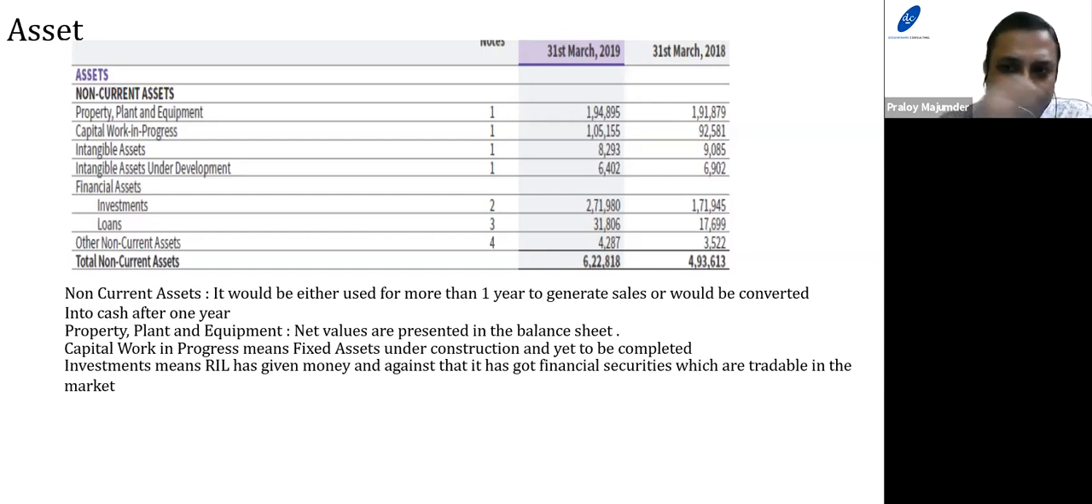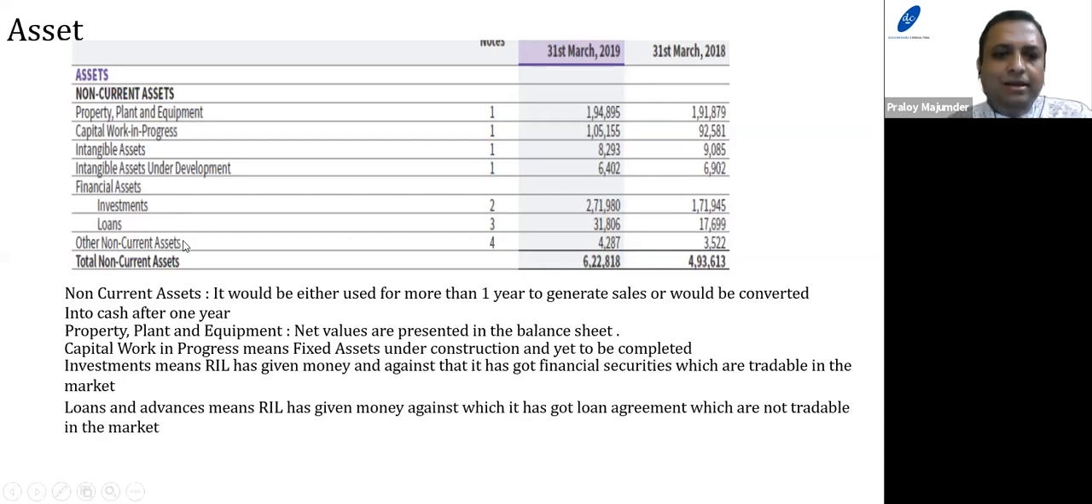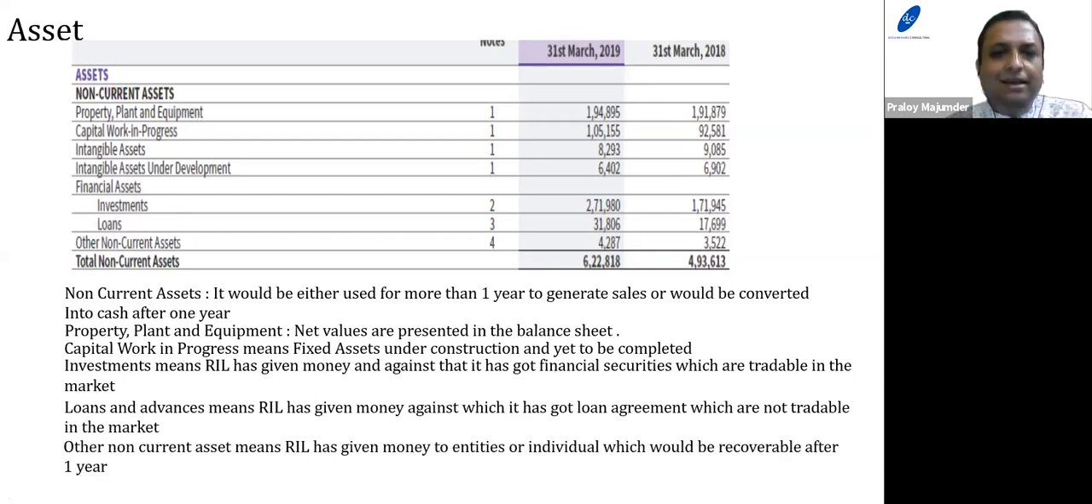So when Reliance is investing, it is getting financial securities. In case the financial securities are tradable, they will be classified under the head investment. And if they are non-tradable, they will be classified under the head loans. Non-current assets means whatever money is given, the money would be realized after 1 year. Now we will see the details.